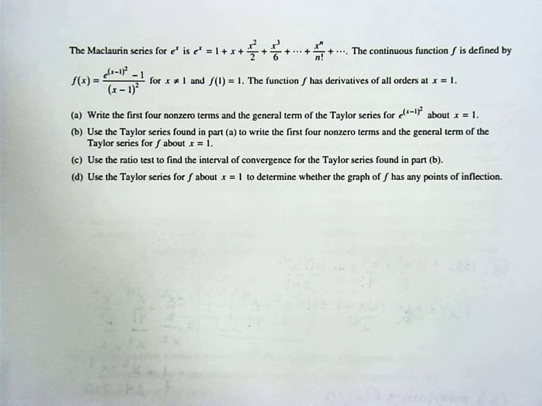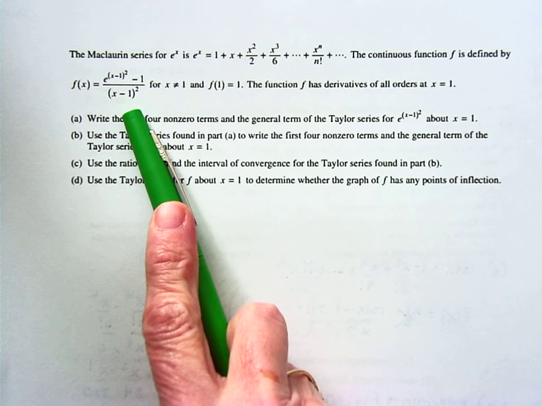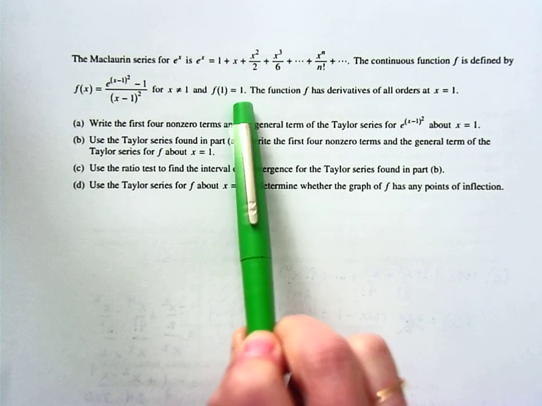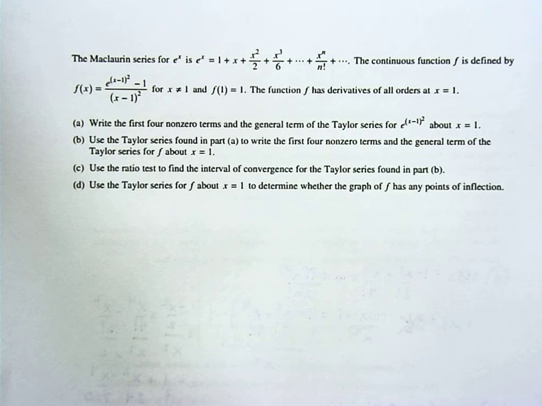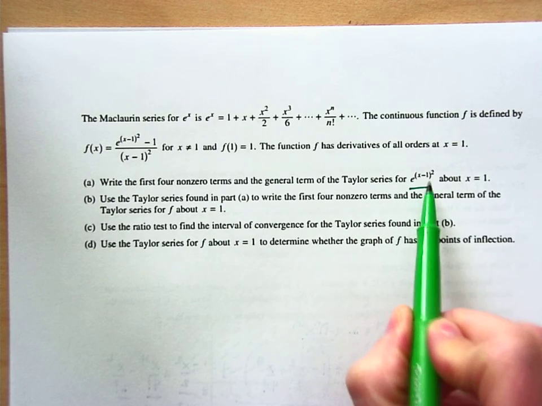Okay, so we're doing the last example now. The Maclaurin series for e to the x is given, as well as the general term. The continuous function is defined by this equation right here, f, and we're told that f of 1 is 1. The function has derivatives of all orders at x equals 1. It says write the first four non-zero terms and the general term of the Taylor series for just e to the x minus 1 squared.